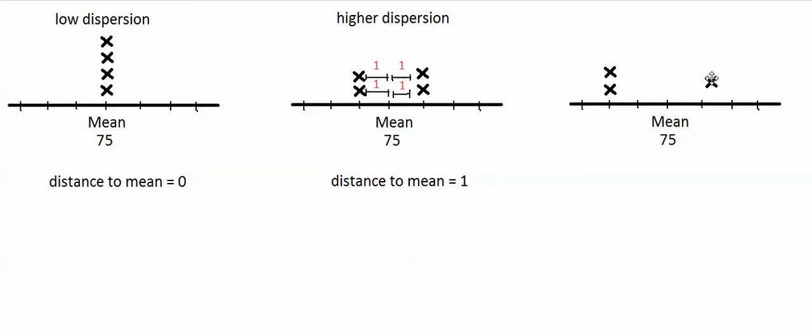And 2 students end up getting a 77. Now the data has more dispersion to it than it did here, because now each person's exam score is 2 away from the mean. And once again, we can make these bars to show how far each person's score is from the mean.